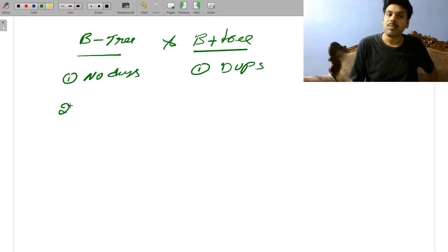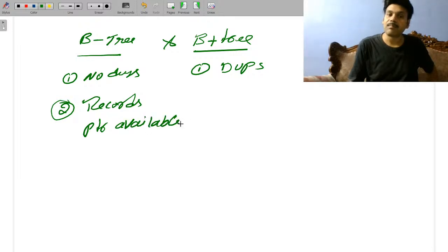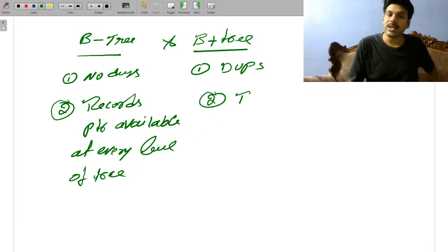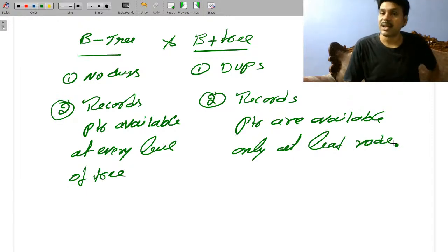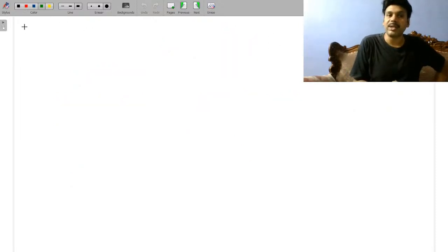Point number 1. Point number 2, in B tree, record pointers are available at every level of the tree. But in B plus tree, record pointers are available only at leaf node. These are the two differences between your B trees and B plus trees. Remaining all are the same.